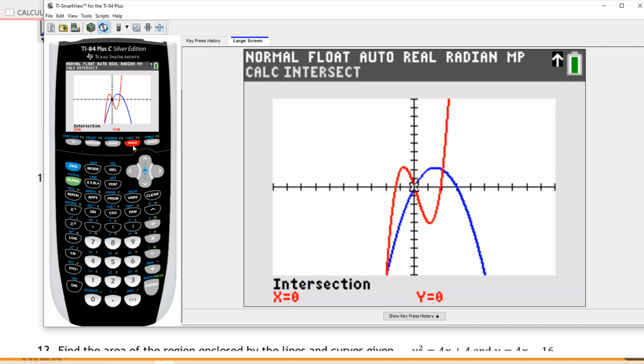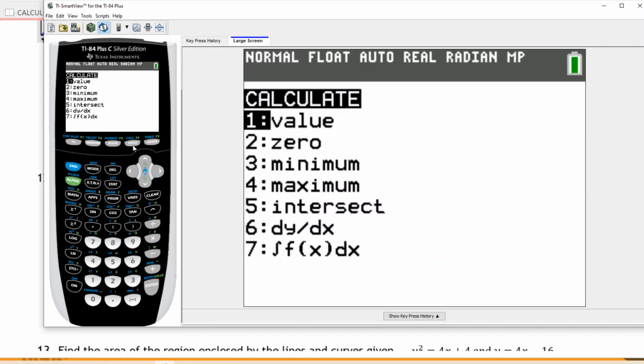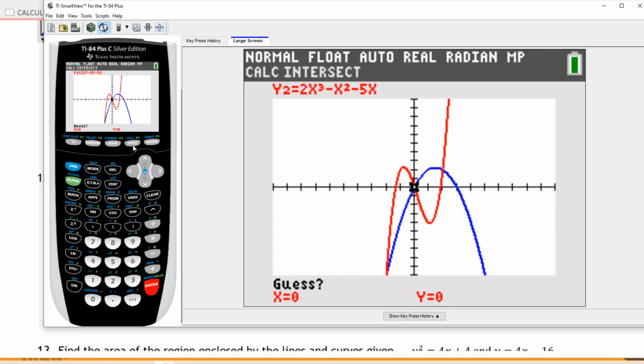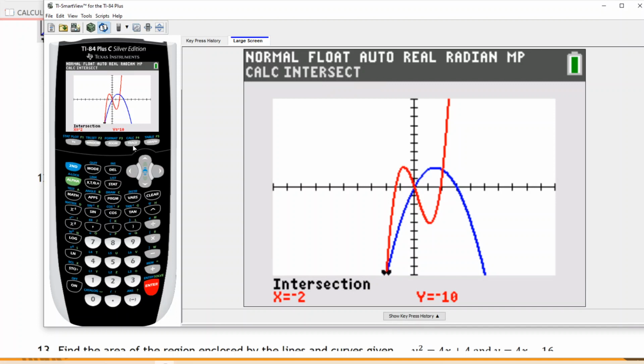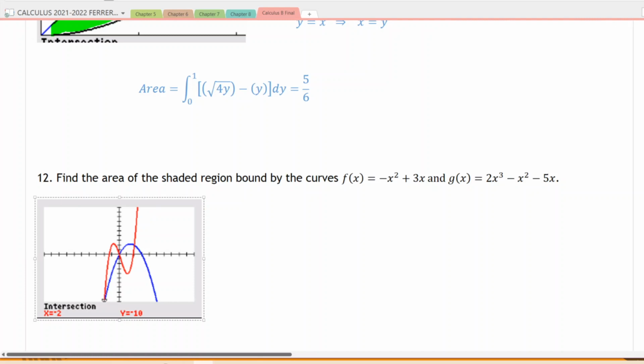Let's calculate an intersection again, number 5. Blue curve, red curve. And this time our guess is going to be -2. And it actually is -2 where those curves intersect. So strategy is we're going to copy and paste this function. We're going to divide this into two regions because the top curve changes from red to blue.